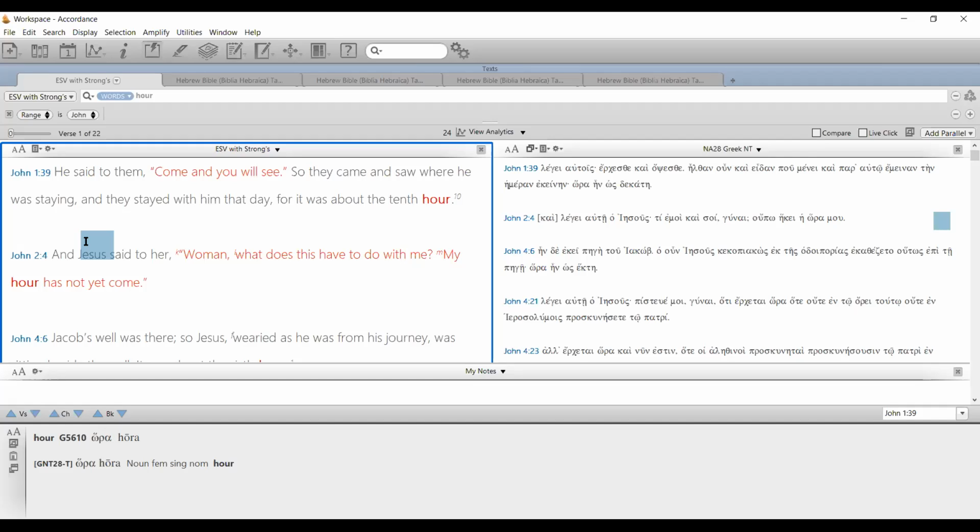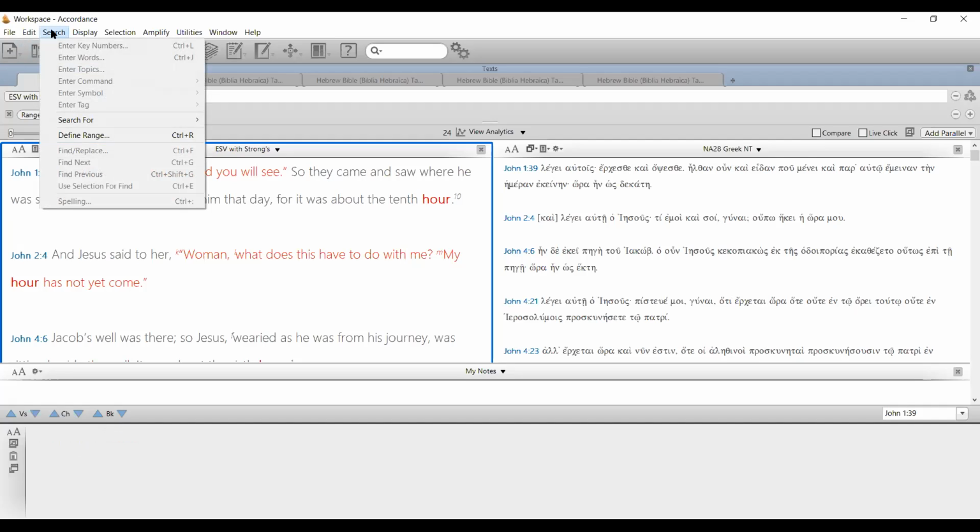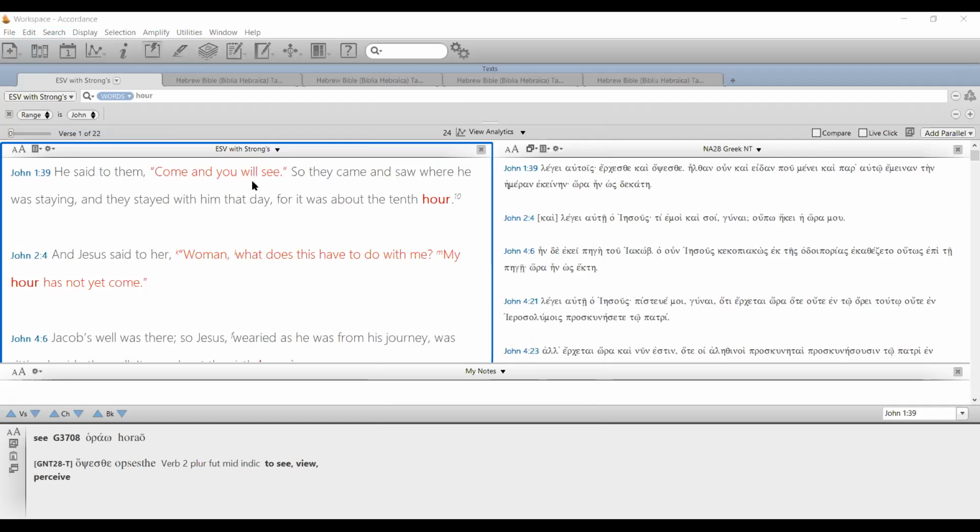Again, this has been helpful. Prof, can you do the range again? Okay, we go to the search. Define range. Control A. Oh, sorry. Define range. Yeah, and now you see the range is John here.